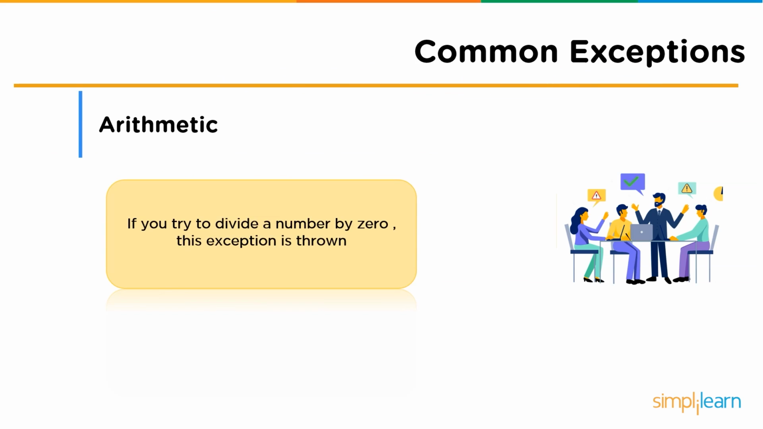Followed by this, we have another most commonly faced exception, which is the arithmetic exception. If you try to divide a number by 0, this particular exception is thrown. Now let us go through a practical example.